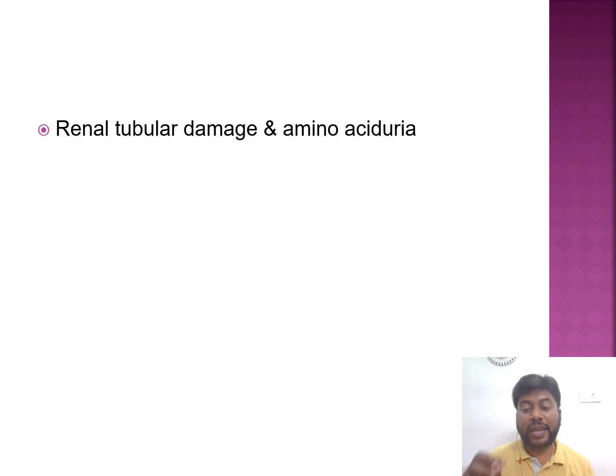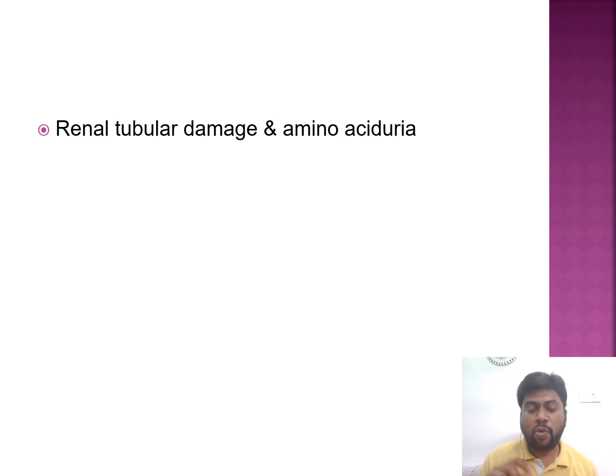Most of these clinical features, like hepatomegaly, jaundice, hypoglycemia, renal tubular damage and aminoaciduria, can also be seen in fructose metabolism disorders. But the main difference is that in galactosemia, you will see all these features immediately after birth. As soon as the baby starts feeding, they show these clinical manifestations. Whereas in fructose metabolism disorders, it happens only after 6 months, during the time of weaning. So this is the major difference between galactose and fructose metabolism disorders.